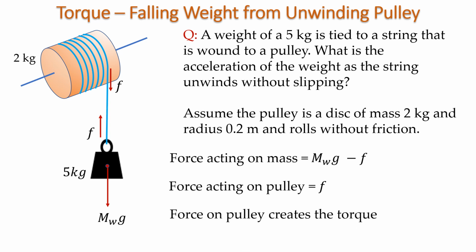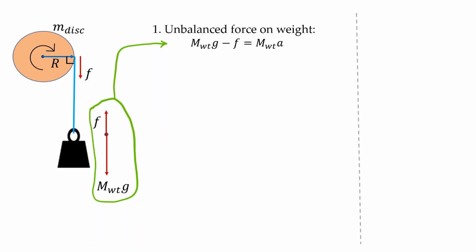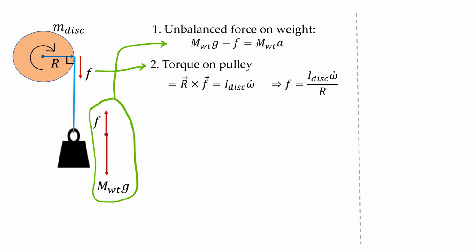Now let us solve the problem. The net force on the weight is unbalanced, so it will give rise to acceleration. This is due to Newton's second law. The force on the pulley will generate a torque given by R cross product of F, or R times F times sine of angle between the vectors, which will also give rise to angular acceleration.